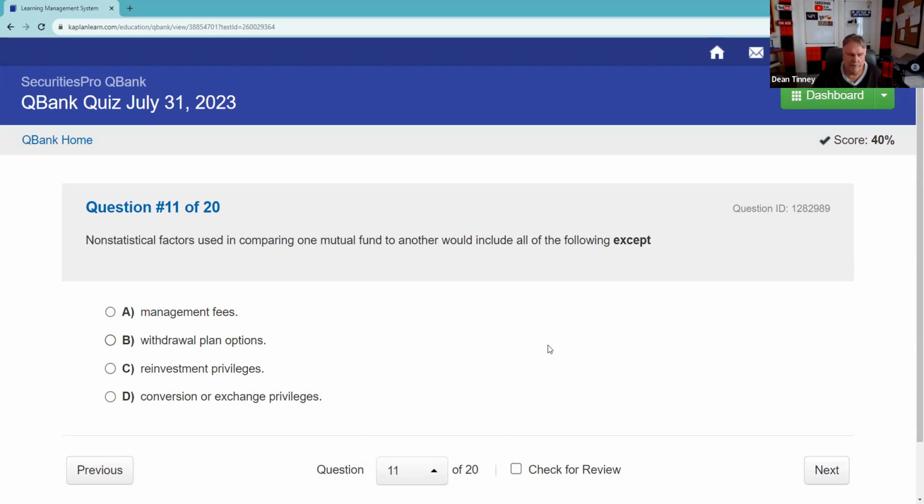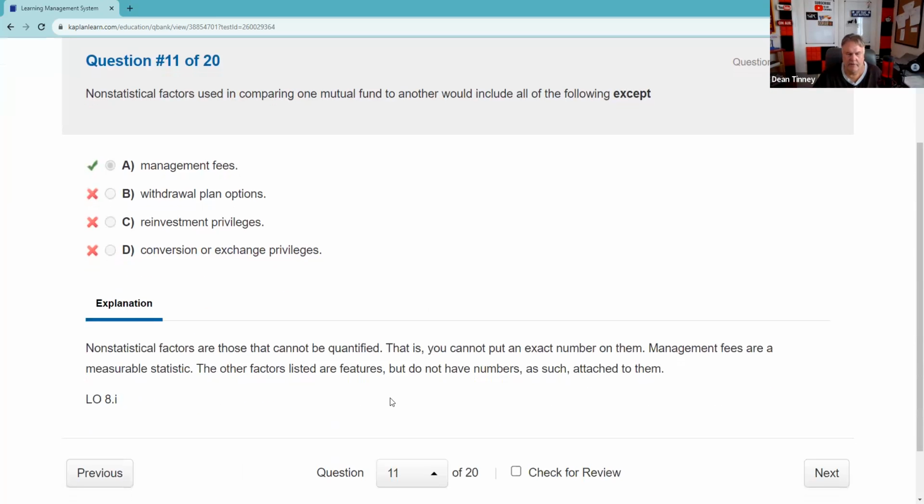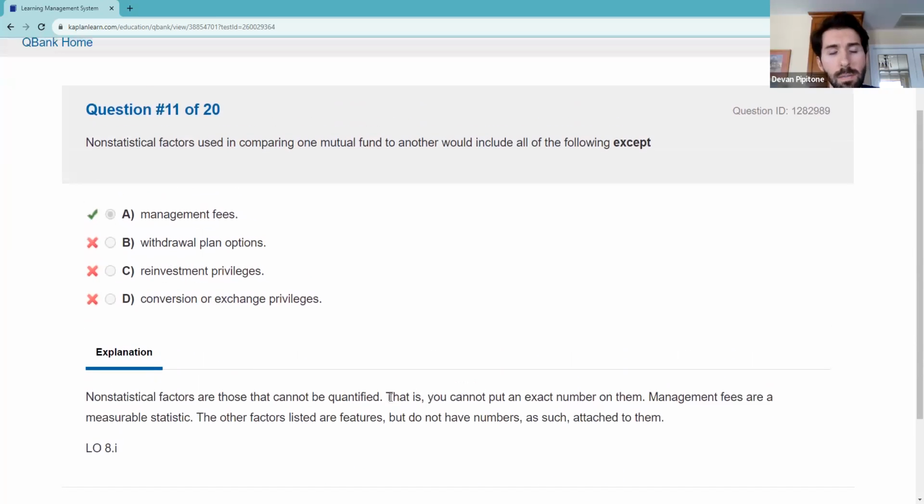I think this one's kind of stupid. Would it be D? Yeah, I think they're going to want management fees, but I think it's kind of stupid. Let's see. Non-state usually include all the following except. Yeah, I think that's pretty stupid. I don't know. Let's see if I got it right. Oh, it's A. Okay. Yeah, that's pretty stupid.